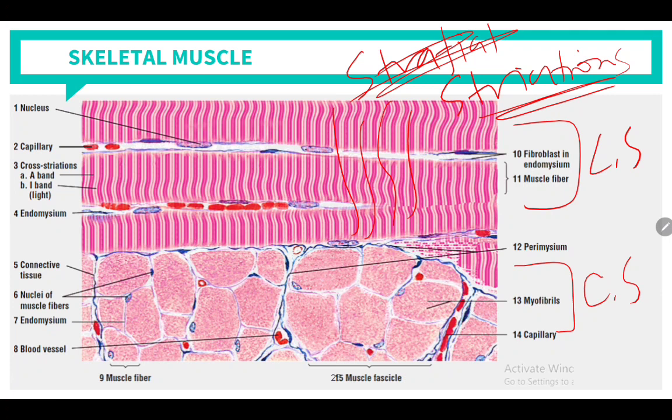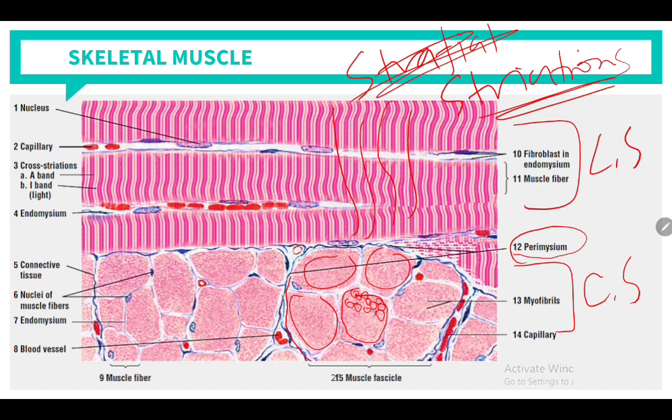Your individual muscle fiber, what covers them? They are enveloped by your endomysium. Very good. When they are together, they form, what do we call what they form? Muscle fiber bundle or muscle fascicles. Okay, when there are many muscle fascicles, what envelops them is what we call the perimysium. I hope you still understand what we are saying.